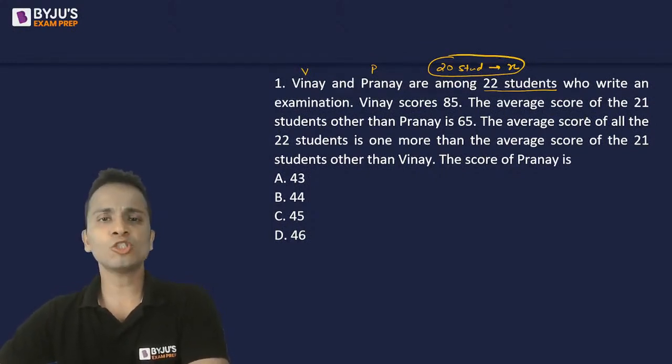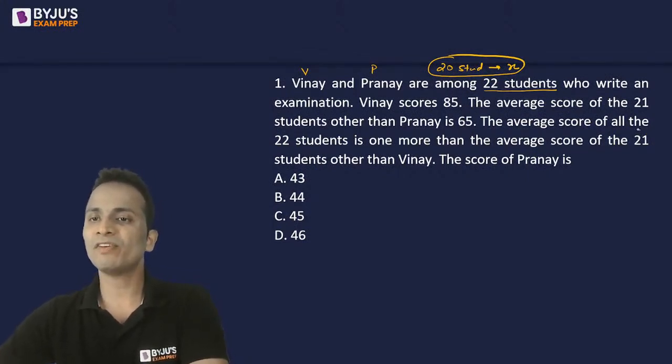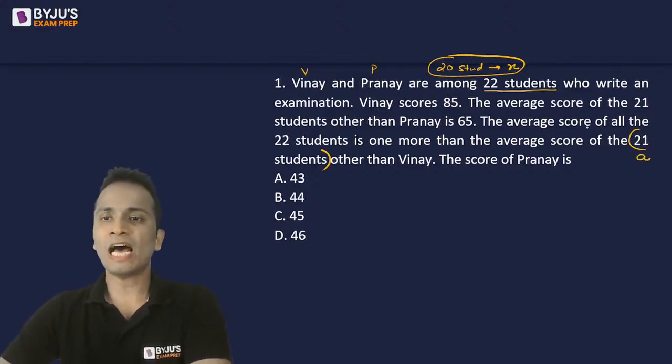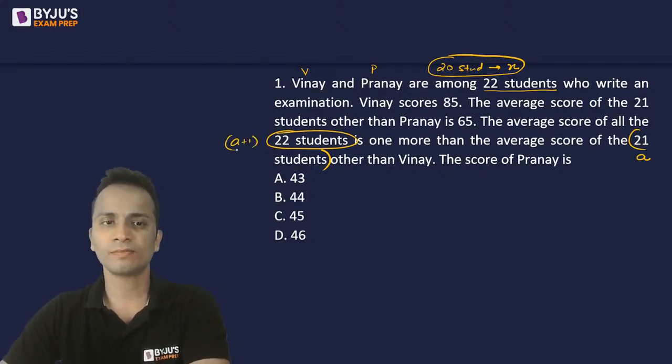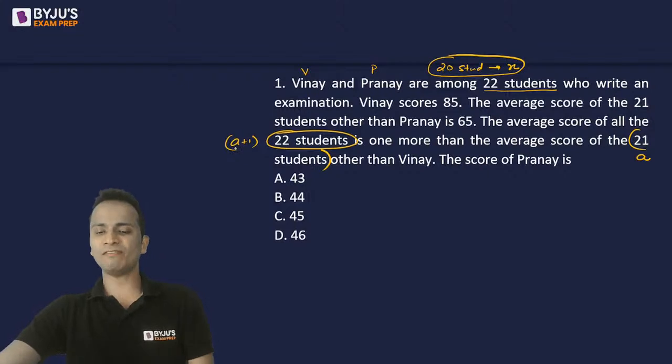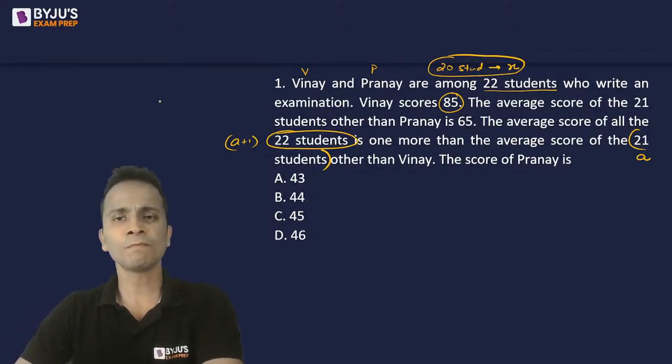Now the average of all 22 students is one more than the average of 21 students other than Vinay. So the average of 21 students, I'm assuming it as A. The average score of all 22 students is one more than the average of 21 students, so the average of these 22 students will be A plus 1. These are the variables I've taken, and Vinay's score is already given, so you may easily get the values of some of the variables. So let's start making equations.